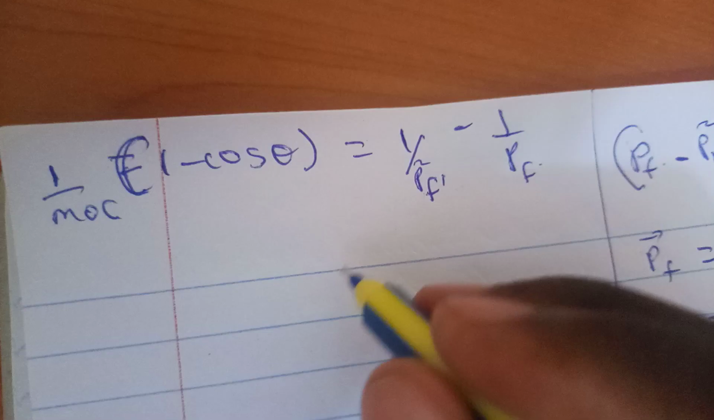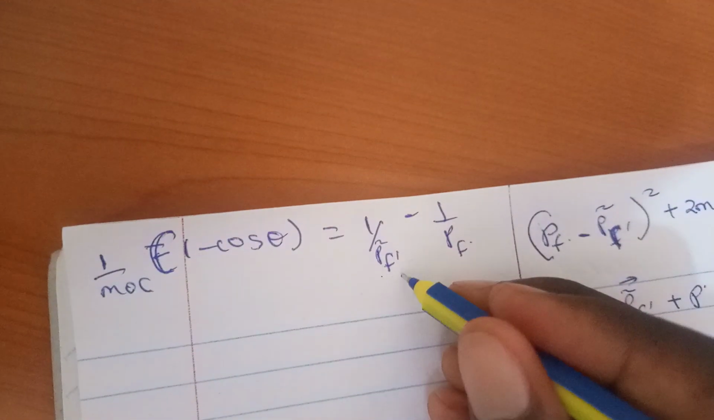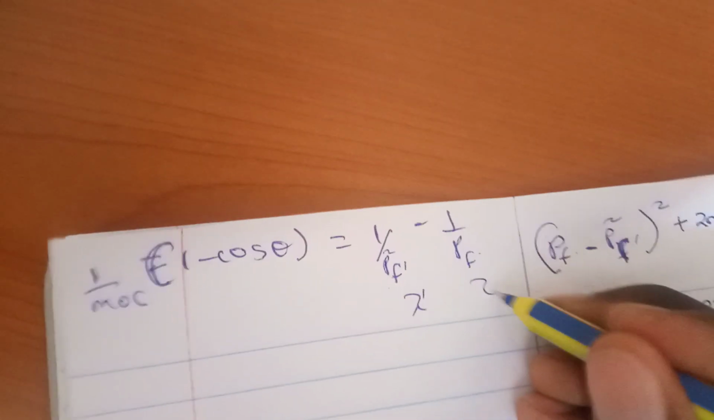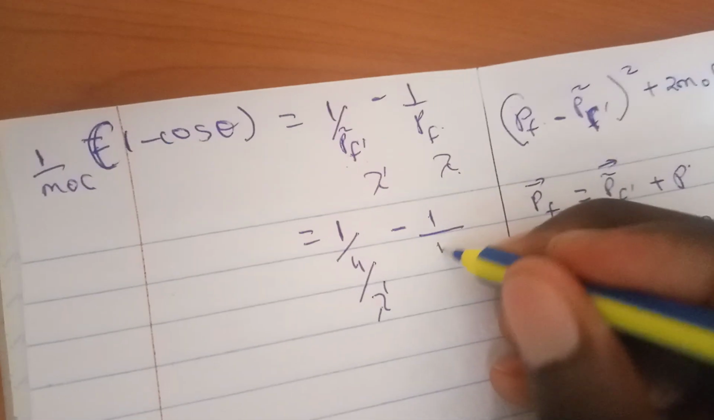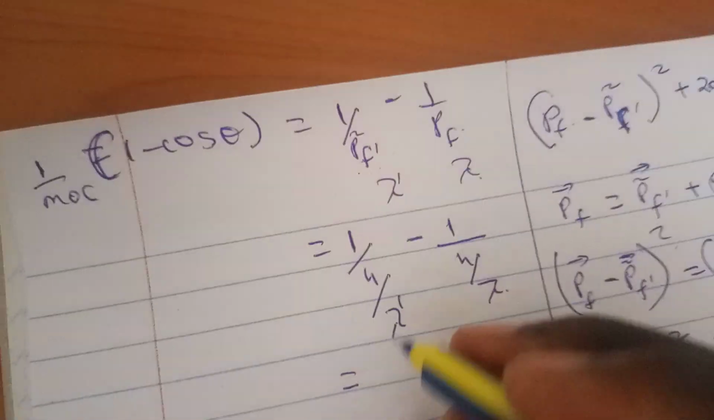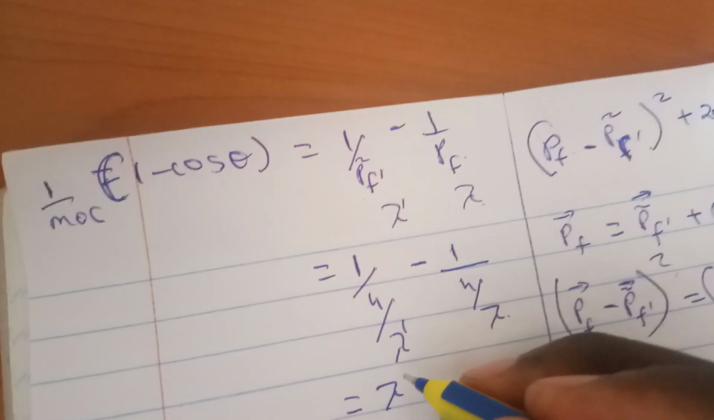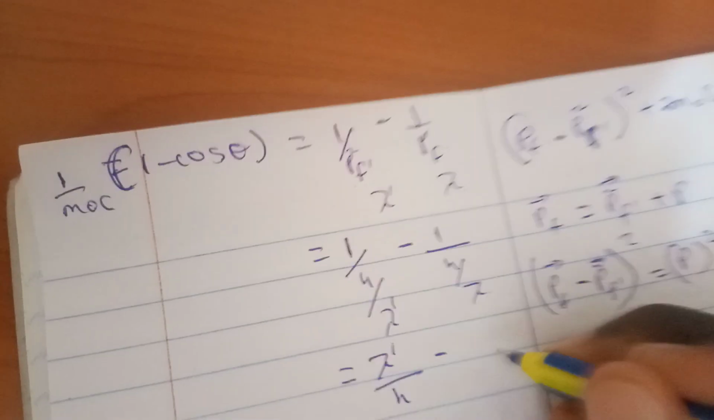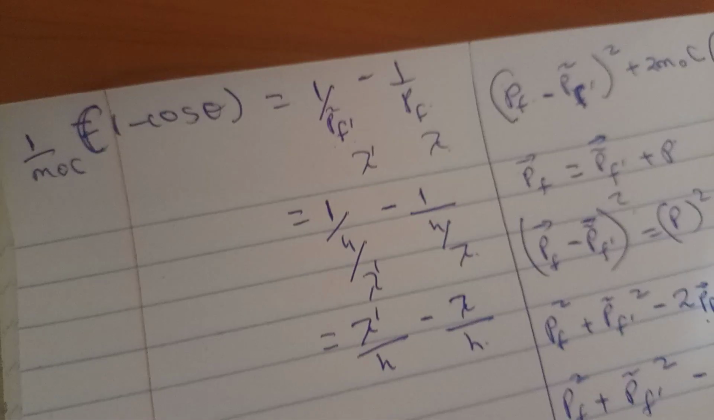If you replace here, lambda here will be lambda prime, but here will be lambda. So here we will have 1 out of h out of lambda prime minus 1 out of h out of lambda. We can rewrite this one to be lambda prime out of h minus lambda out of h.